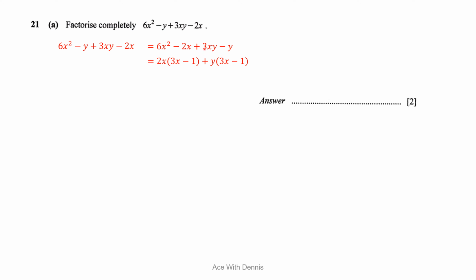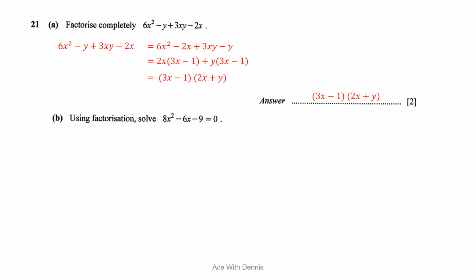For these two terms, the common factor is y. We can factorize y out, and times 3x minus 1. Alright, so from here, 3x minus 1 is now the common factor, so let's factorize it out. We get 3x minus 1 times 2x plus y. So the answer is 3x minus 1 times 2x plus y.